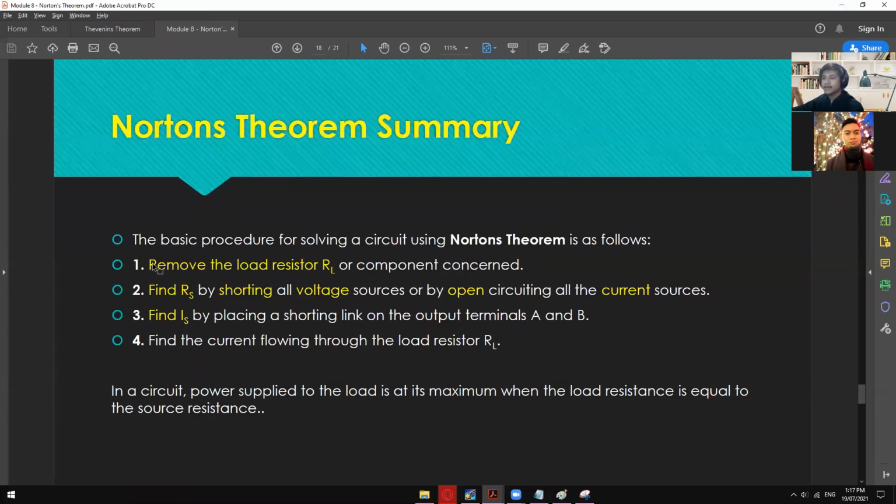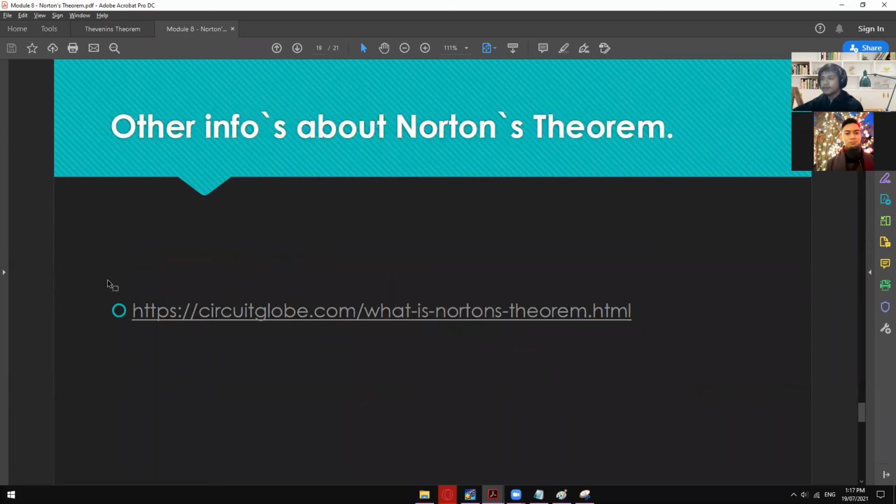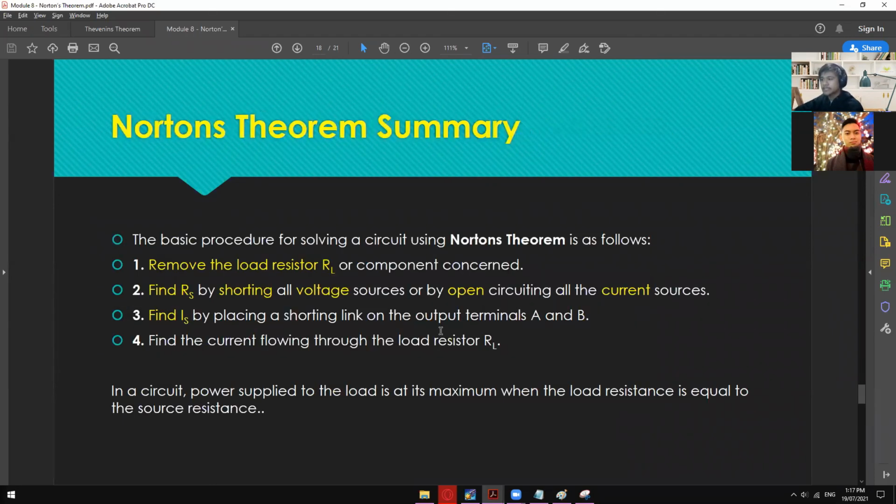Okay, so again, the first thing that you guys need to do is find where is RL, and then remove that one, and then you can now start solving for the RS and then the IS. Okay, so either of those two, you can interchange step 2 and step number 3. And then from there, you can now transform this one into a Norton's equivalent circuit, and then start finding the current across RL and then the voltage across RL.